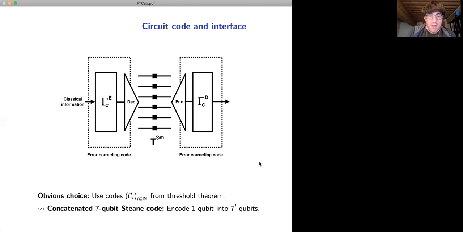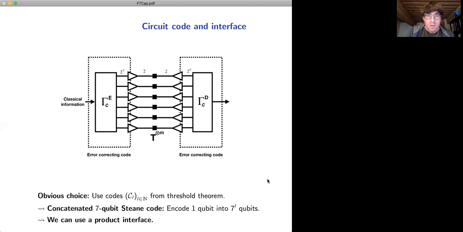There are actually many codes you could use, but one particularly nice code family is the concatenated 7-qubit Steane code, which encodes a single qubit into 7^L qubits. The nice thing about this code is that you can use a product interface. So this means that every physical qubit has its own code block that is decoded by one of these interfaces. So you see here, I noted the dimension of these spaces, so it goes down to the physical level, so these interface circuits will be very noisy.